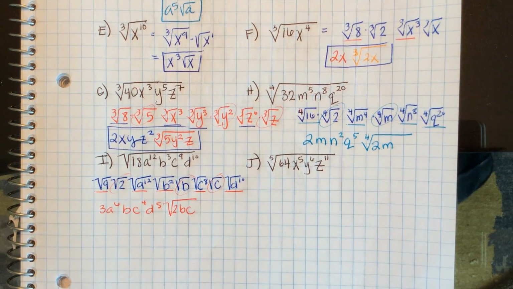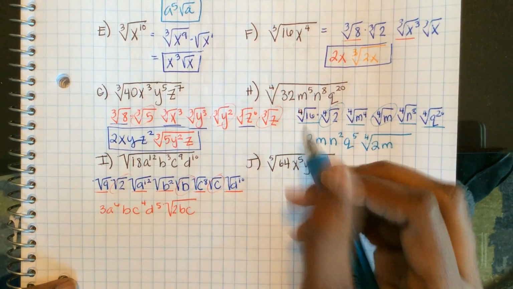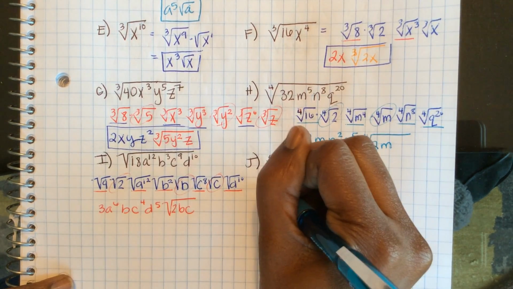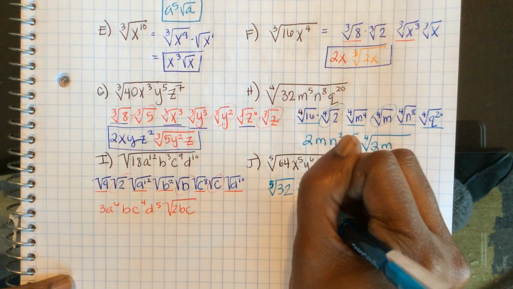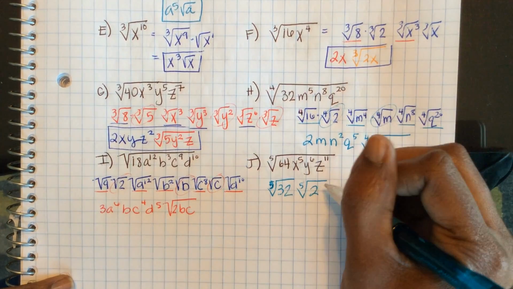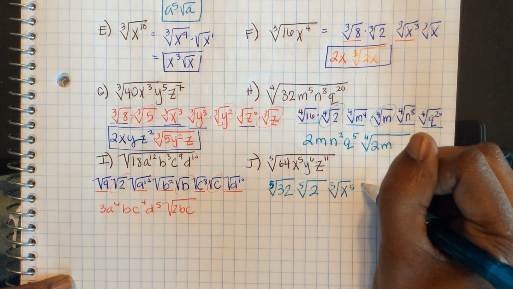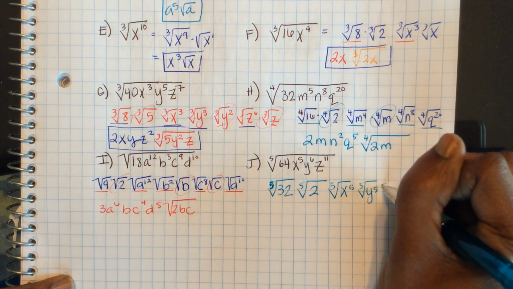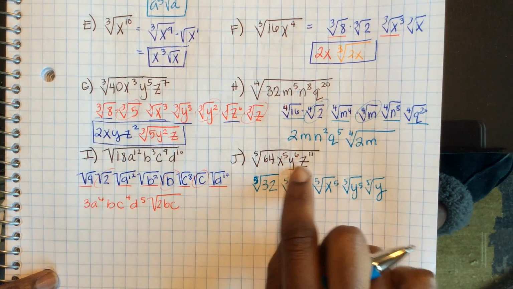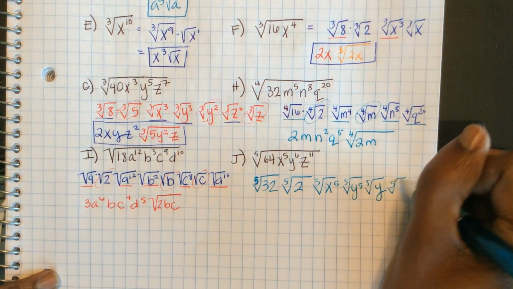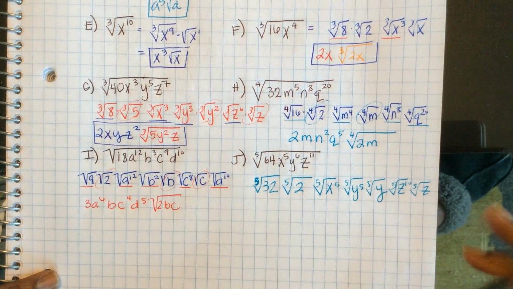All right, last one, part J. Now we're looking for fifth roots, so we need to factor out fifth powers. So the largest fifth power that goes into 64 is 32 times 2. Fifth root of x to the fifth will cancel out. Y to the sixth, I'm going to break down to be y to the fifth times y, and then the largest fifth power that goes into z to the 11th is z to the 10th times z.